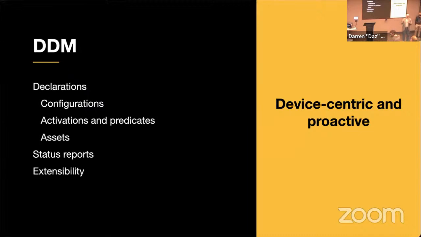Those are accompanied by activations and predicates. So you can make that configuration dependent on a particular state of the device. You could set a predicate, which is like a rule saying that if the device is on macOS 14.0, then activate this configuration. You can also deliver assets alongside those configurations. So think of something like a certificate. Another use case is a user profile image. It's a reusable asset that can be referenced independent of the configuration.